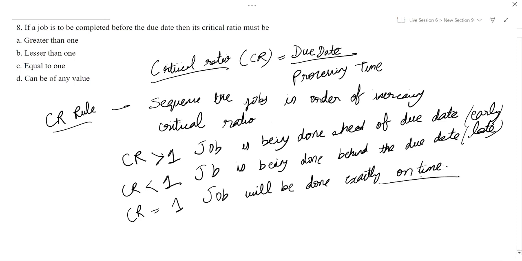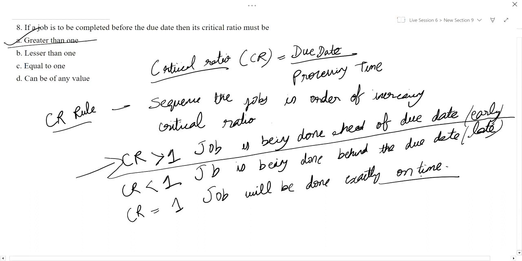Okay. So here, when it is completed before the due date, that means its critical ratio must be greater than 1. Correct answer. Okay. So moving on to the next question.